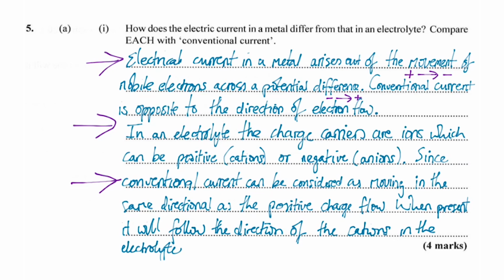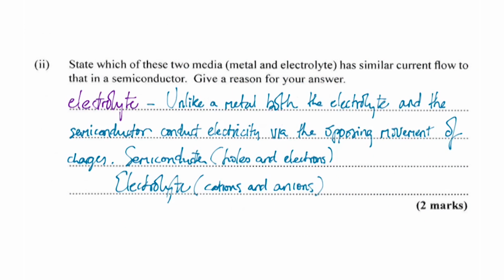Next, state which of these two media, metal and electrolyte, has a current flow similar to that in a semiconductor. Now, I think you could actually state metal and defend your answer. But I stated electrolyte, which I feel is the common answer.